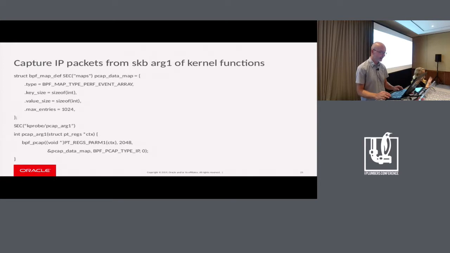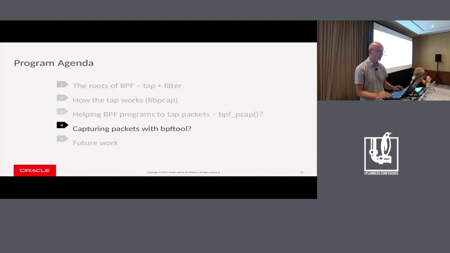So we're trying to capture from a kprobe. We're capturing the first argument to that function, and we're using that perf event map there. We're allocating a perf event map, and that's going to be populated in user space with all of the file descriptors for the mmap areas, and we're capturing at the IP layer as well. So that's pretty straightforward. But the other part of this is, of course, if we're capturing all this, we've got to catch it in user space.